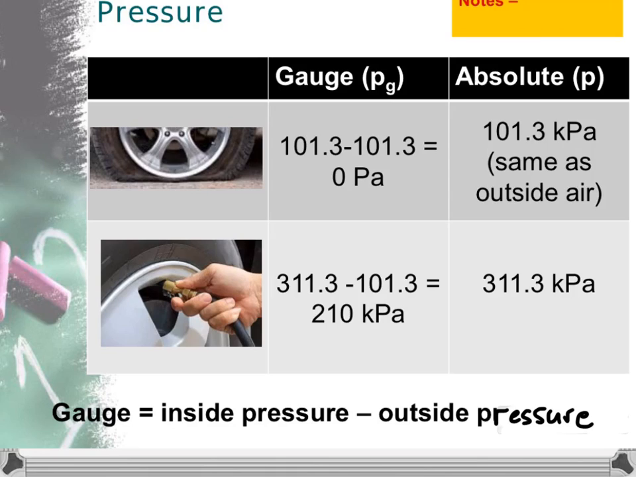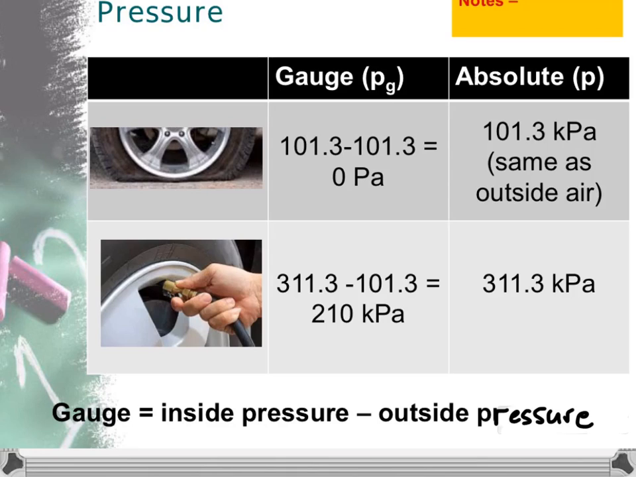There are 2 different ways to actually measure or report pressure. One is called gauge pressure, and the other one is called absolute pressure. Now, gauge pressure is the pressure that you would get if you stick a tire gauge inside your tire and measure how much pressure your tire has.